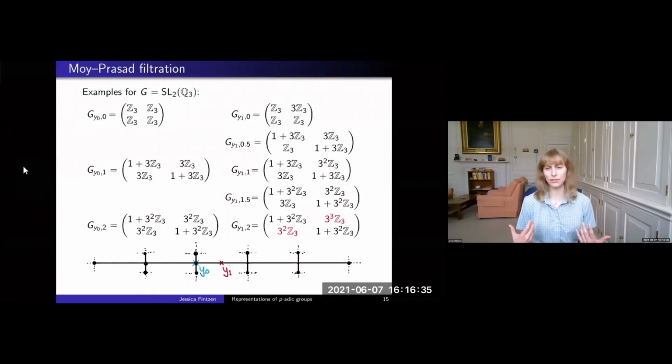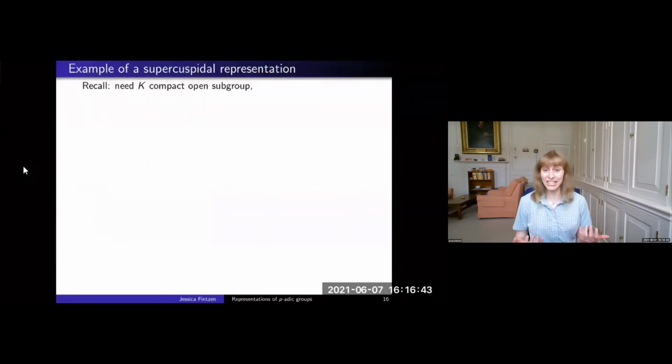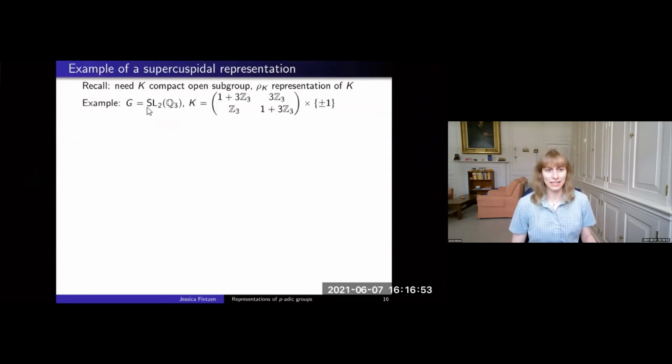And next, I would like to show you how we get representations out of this. So that's the last section. Let's move to representations. So here we go. What do we need? We need a compact open subgroup, and we need a representation of it. So let's take the example of SL2(Qp), and let's take this compact open subgroup here. We have seen this before. This was the filtration subgroup at depth 1/2 at the point y1, and we also take the center into account. And now we want to construct a representation of it.